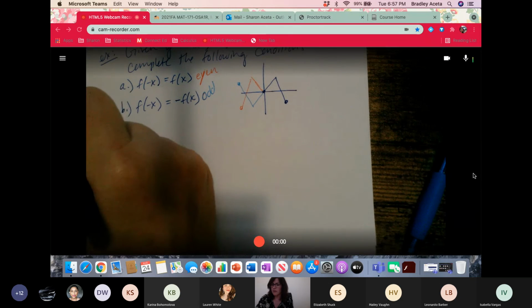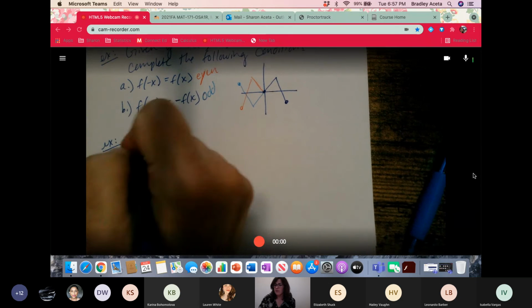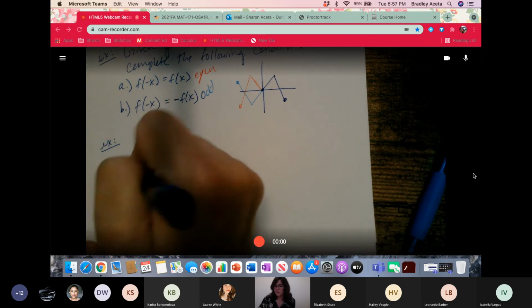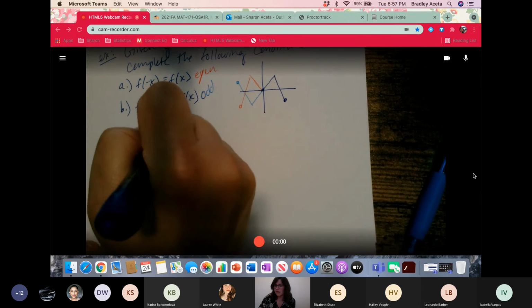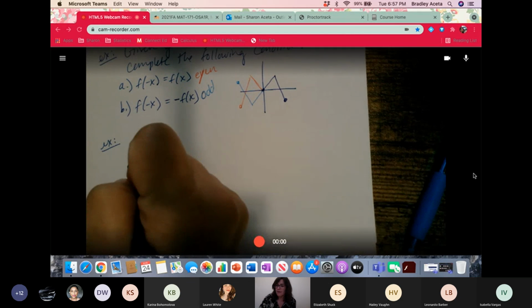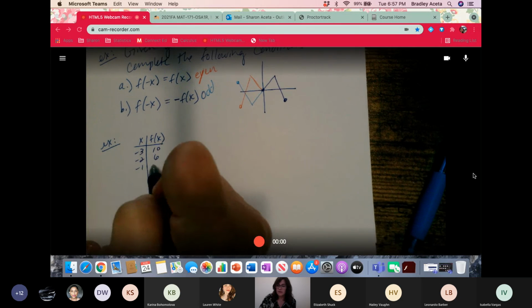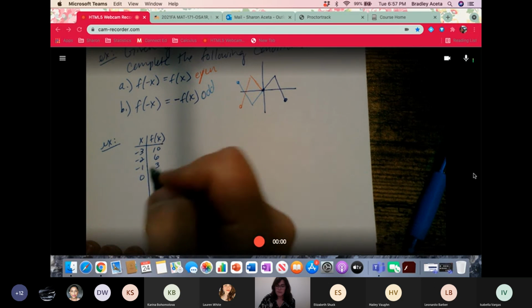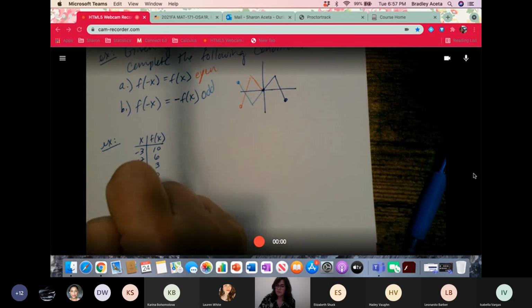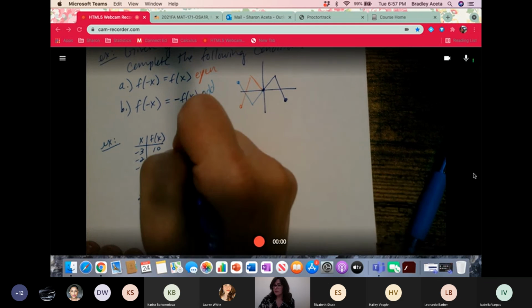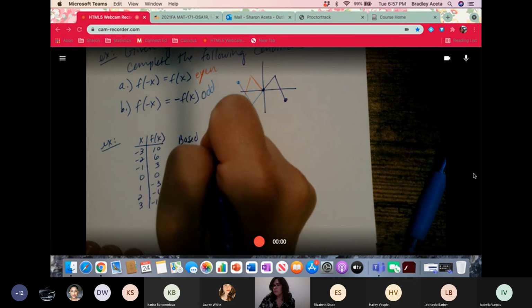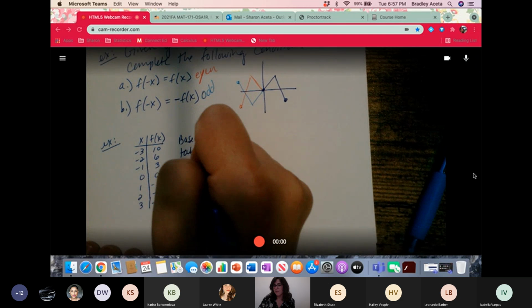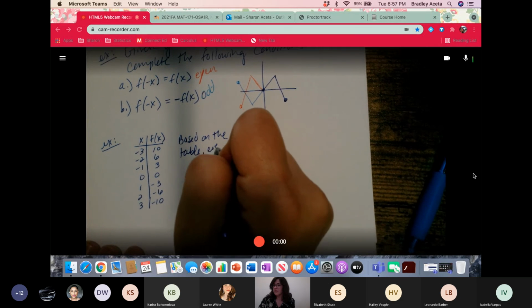And then there's one more. They gave you a table, and I'll write it out for you, x and f of x. And they give you a bunch of numbers: -3, 10; -2, 6; -1, 3; 0, 0; 1, -3; 2, -6; and 3, -10. And they ask you, based on this table, is it even, odd, or neither?